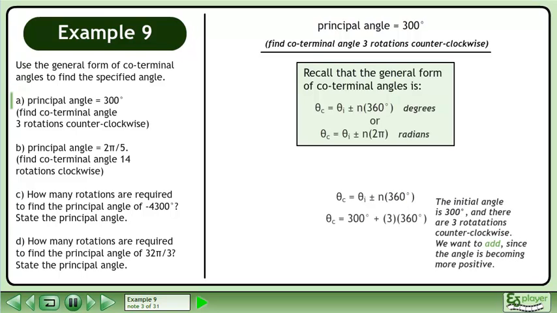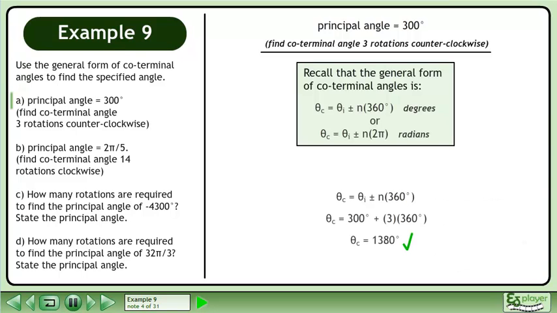The initial angle is 300 degrees and there are 3 rotations counterclockwise. We want to add, since the angle is becoming more positive. The coterminal angle after 3 rotations counterclockwise is 1380 degrees.